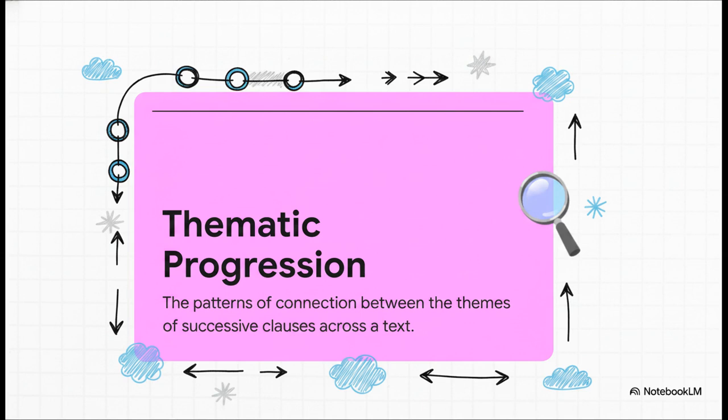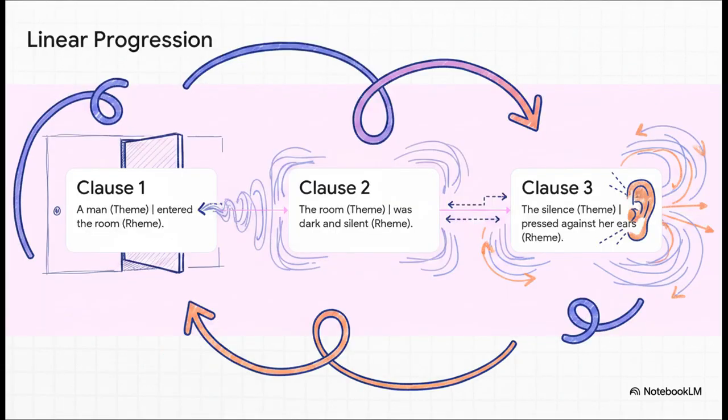This is a concept called thematic progression. It's basically the pattern, the way writers skillfully link the themes of their sentences one after another, creating this logical chain that just pulls the reader along effortlessly. So a really common pattern is something called linear progression. Look here. The new information, the rheme of the first sentence, which is the room, becomes the starting point, the theme of the second sentence. Then the new info from that sentence, the silence, becomes the theme of the third. It's like a relay race, passing the baton from one idea to the next. It creates this amazing forward momentum.